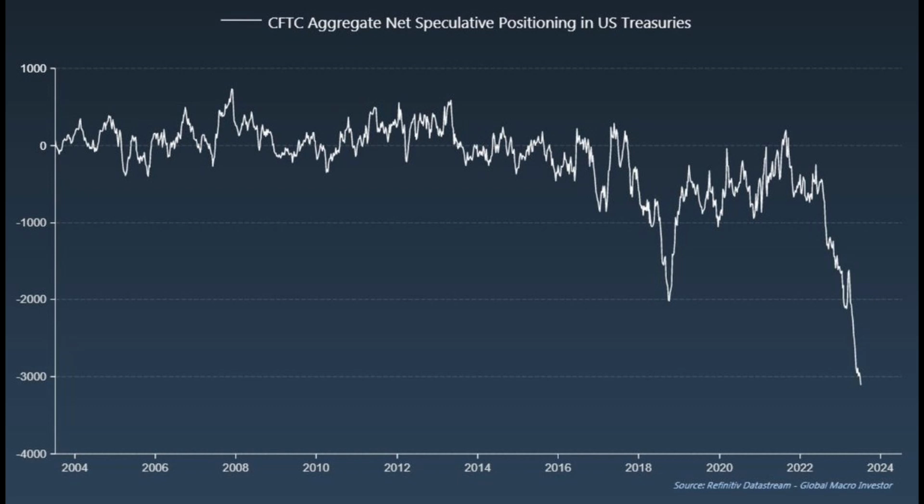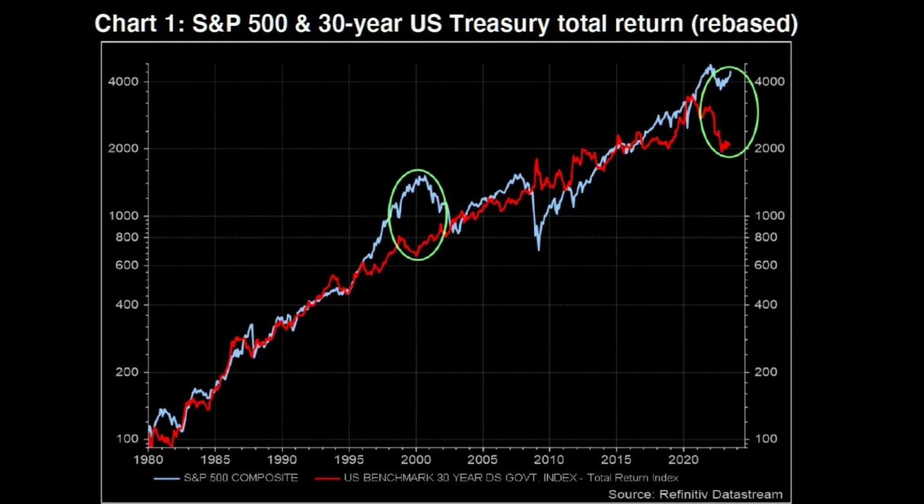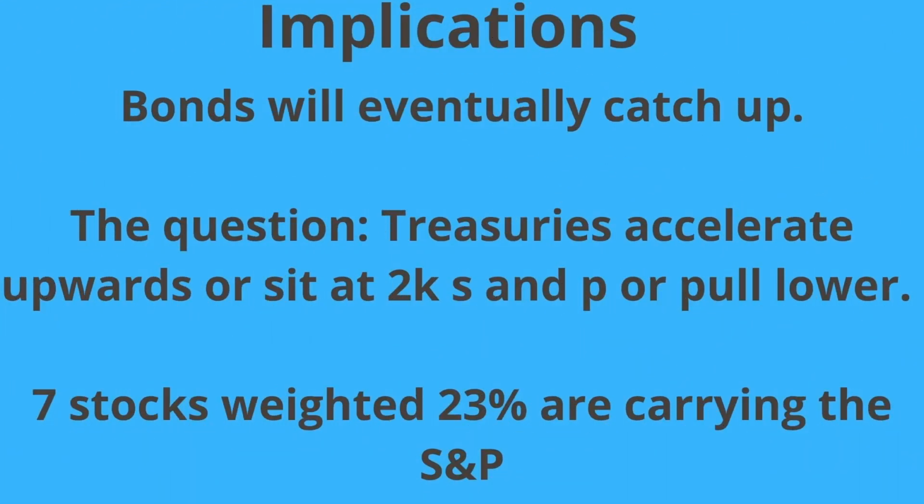If you go back to this part, you can see the huge divergence between stocks and the 30-year US treasury total return. In the last year, you also see a huge net short position on treasuries. So what do we think is going to happen? Well, I think bonds will eventually catch up. And the question is, will treasuries accelerate upwards, or will the S&P pull lower?